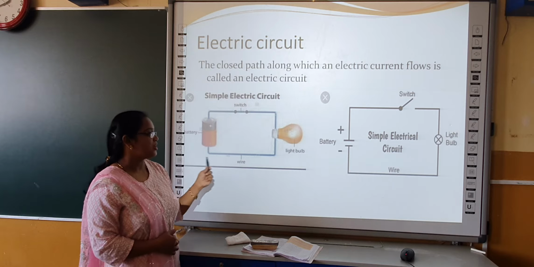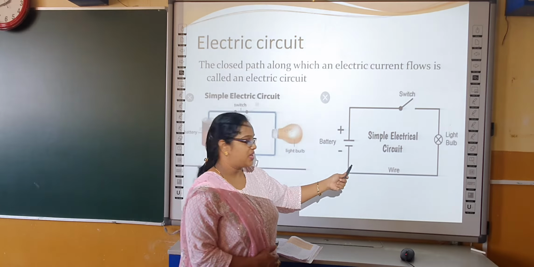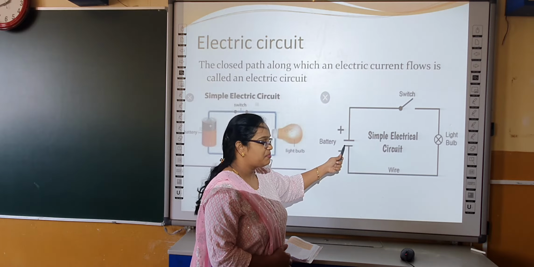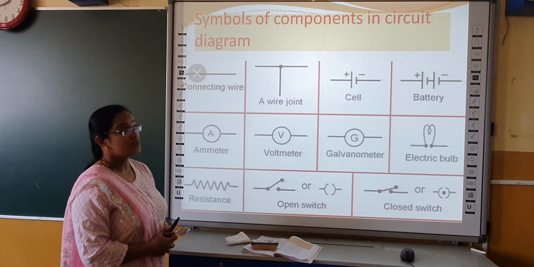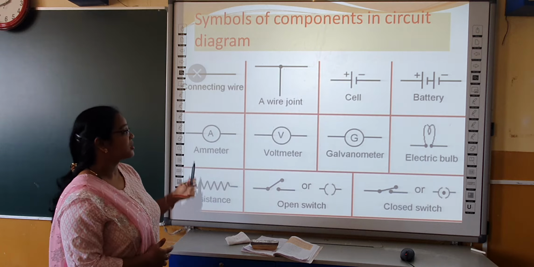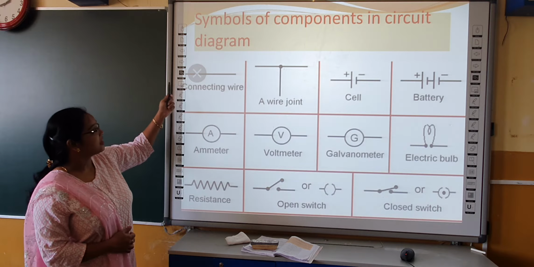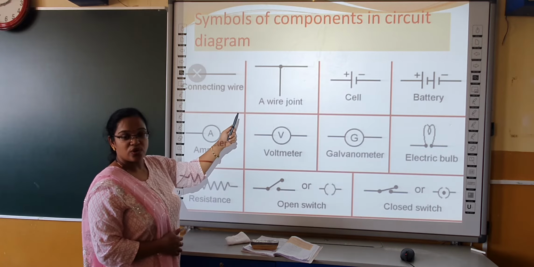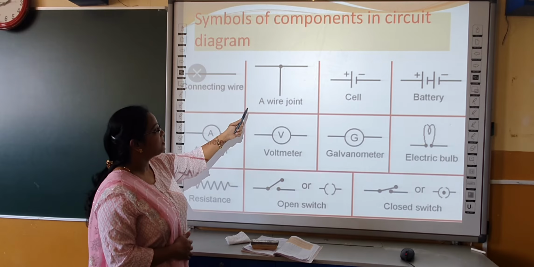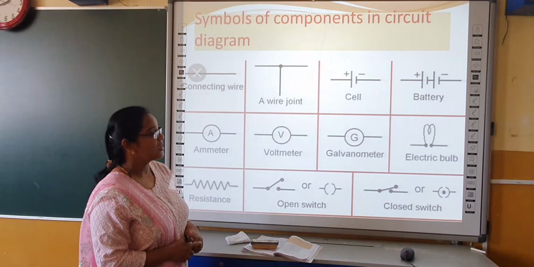So the components used in an electric circuit are represented by symbols. So this is a battery symbol and copper wire. These are the symbols used for the components in an electric circuit diagram. Connecting wire, the conducting wire, is just a line drawn. If 2 or 3 wires are joined, this represents wires joined.